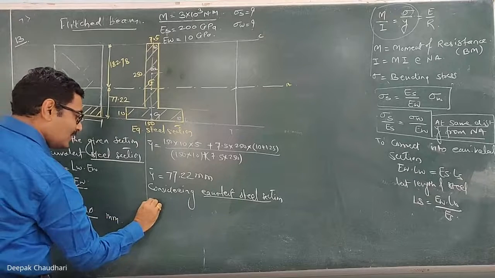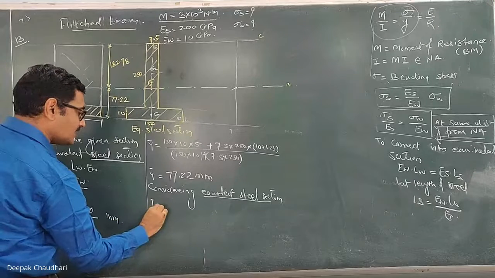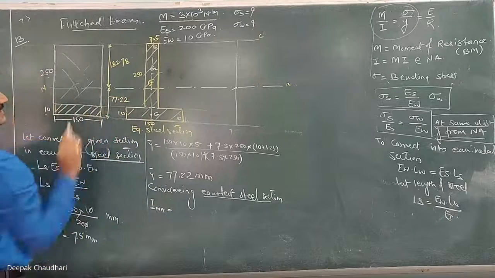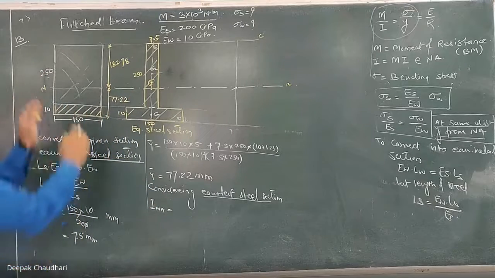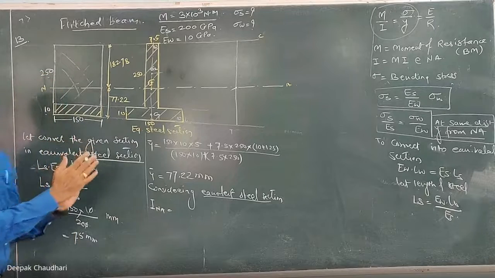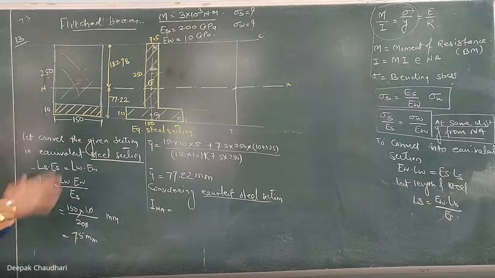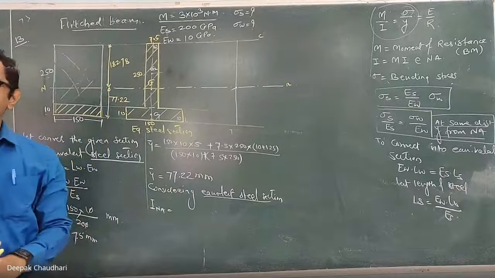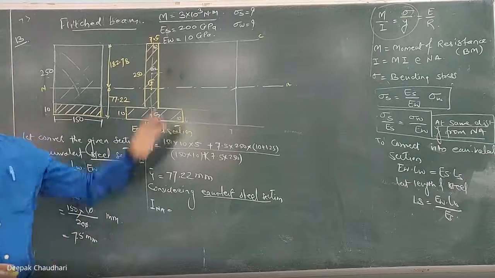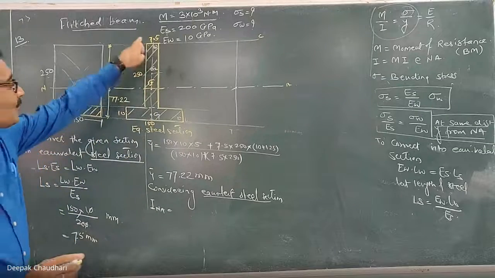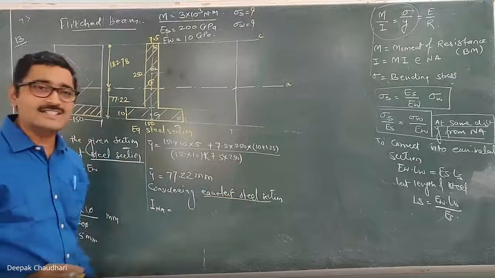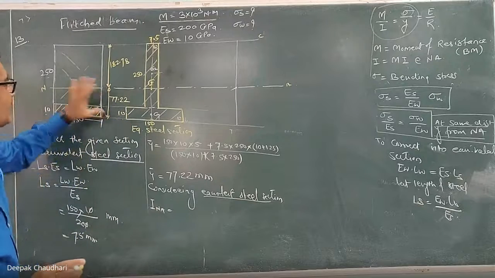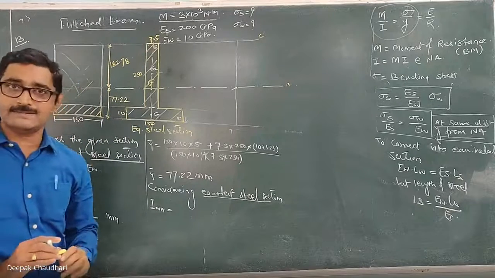So let's first calculate the moment of inertia about the neutral axis for this equivalent steel section. This is the neutral axis, whose distance is 77.22 from the bottom. Earlier, when the composite section was there, it was a rectangular section. But now when we convert it into an equivalent steel section, it becomes an inverted T section. So for this inverted T section, let's calculate the moment of inertia about the neutral axis, which is at a distance of 77.22 from the base.